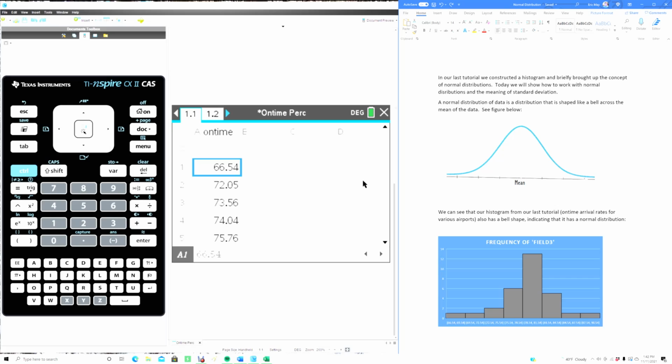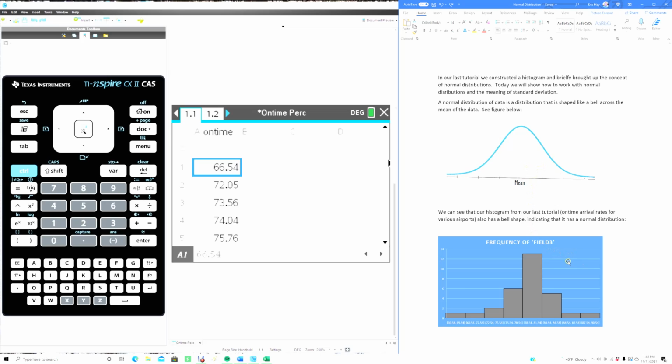In our last tutorial, we constructed a histogram of the on-time arrival rates for various airports across the country, and we showed how it has roughly a bell shape. Our first figure up here shows what the normal distribution is, and that is a bell shape across the mean of the data, which means that most of the data is closer to the mean.